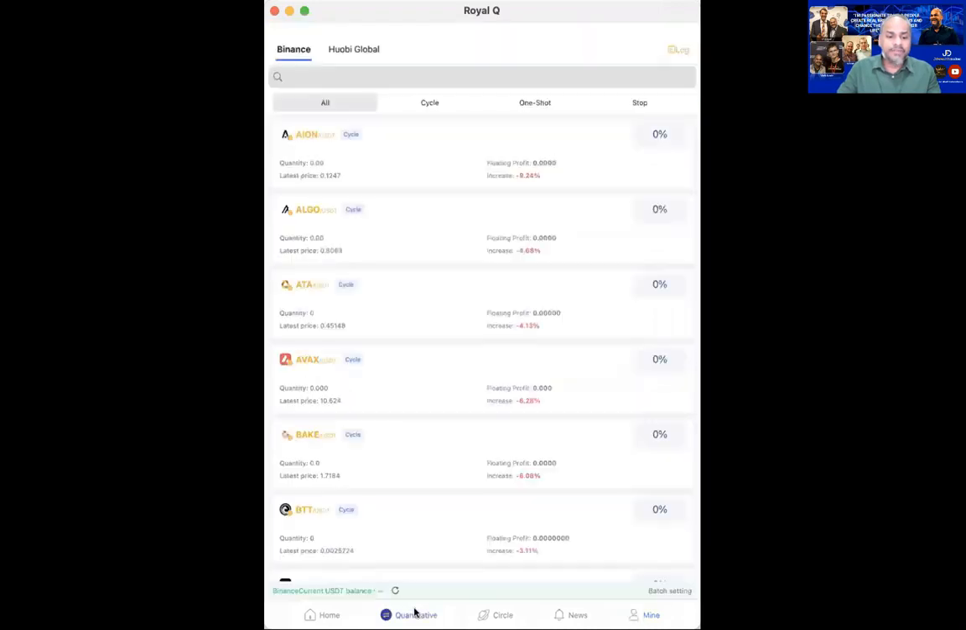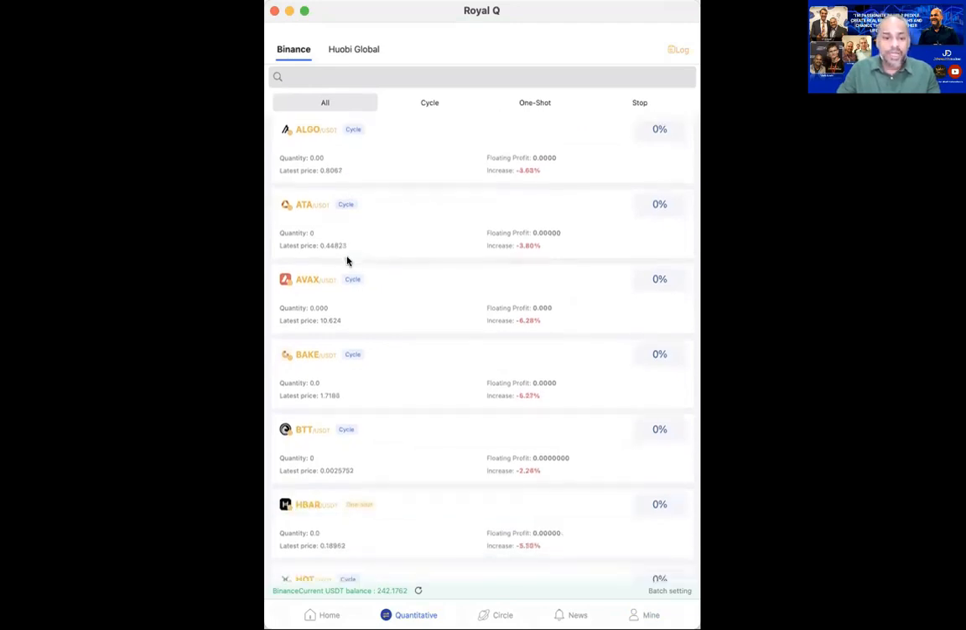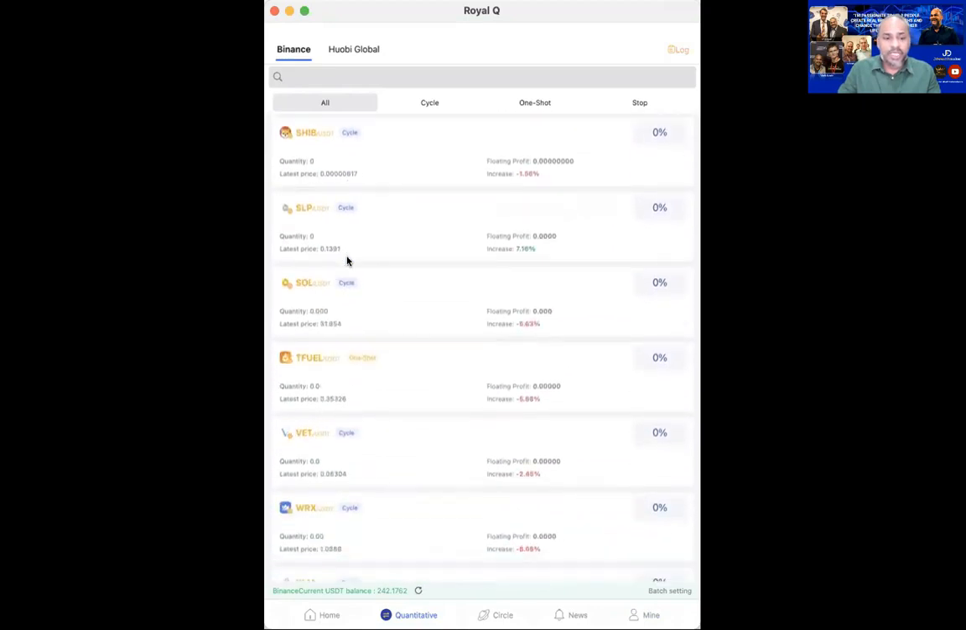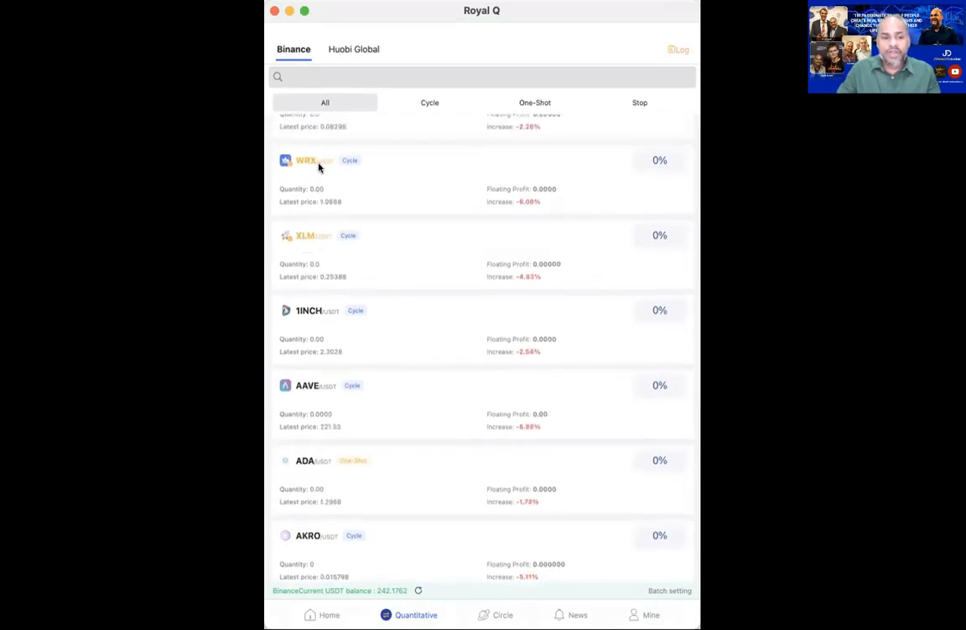All right, quantified. So you can see all the coins. Now you must be able to see the orange. These are the orange. Okay, these are all the coins that have been voted, and you also must be able to see orange and also black. Some coins are in orange, some coins are in black. Now, if you are not able to see the orange coins, don't worry.